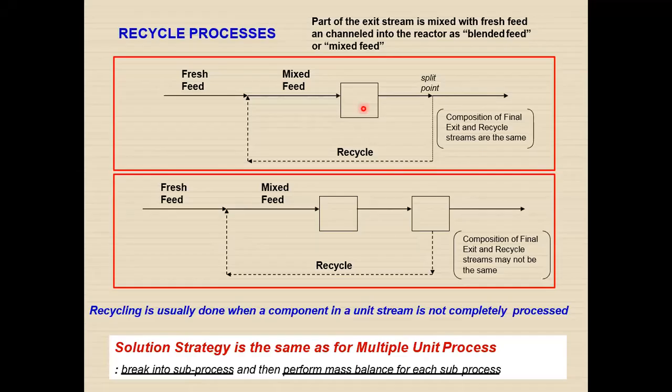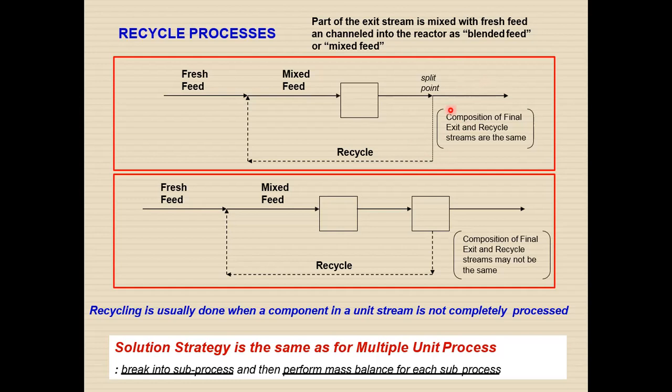So let's start from the recycle process. In this recycle process, there is a concept of a splitter point. When you have any splitter in your recycle streams in your reactive system, then the composition after this splitter is the same at both points. Here one feed stream is coming to the splitter, which is splitting into two streams with the same composition. The composition exiting at the product stream and at the recycle stream will be the same.